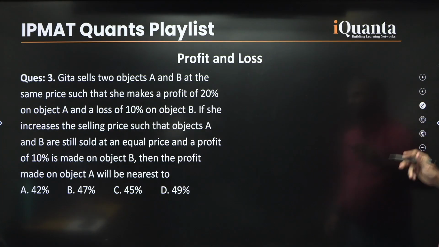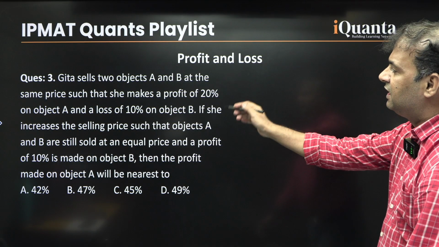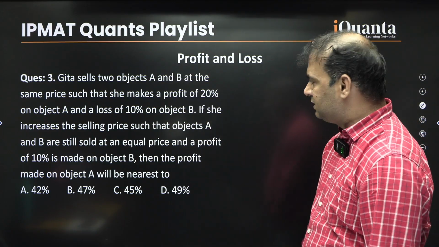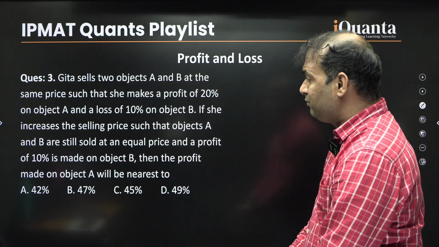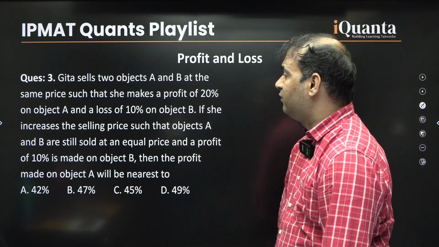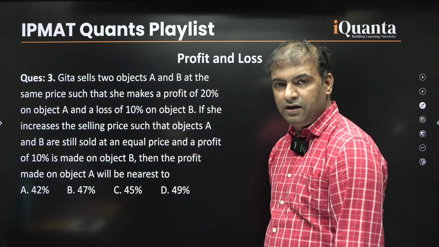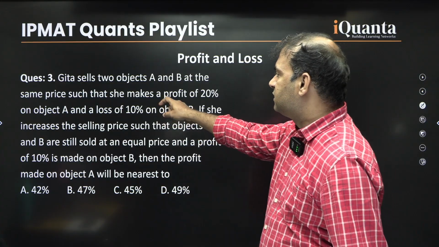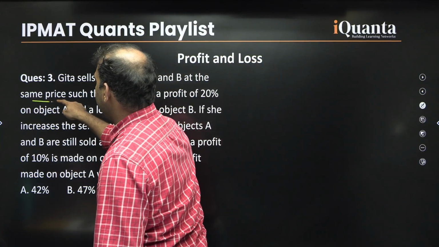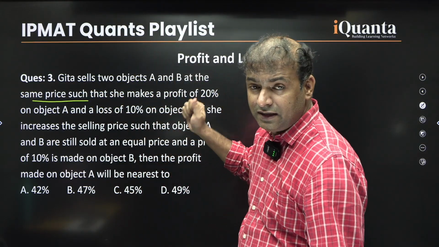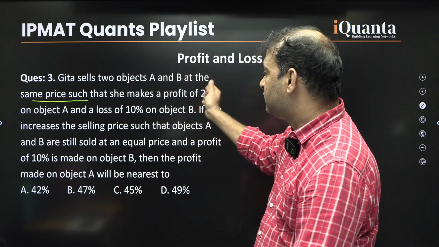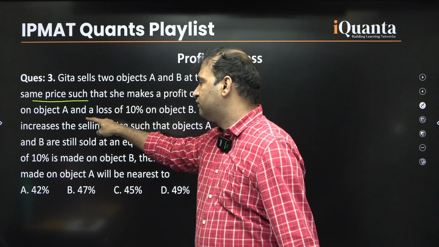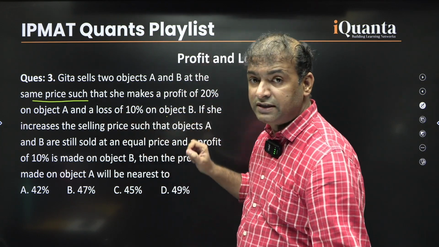Okay guys, the next problem says that Geeta sells 2 objects A and B at the same price such that she makes a profit of 20% on the object A and a loss of 10% on the object B. So Geeta sells 2 objects at the same selling price. We have to remember this point, that she is selling at the same price, such that 20% profit on the first object and 10% loss on the second object.